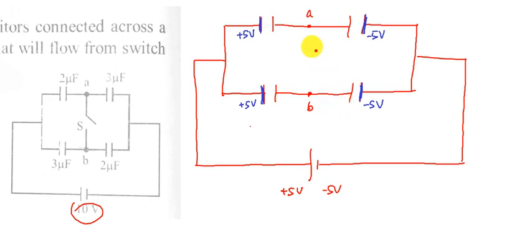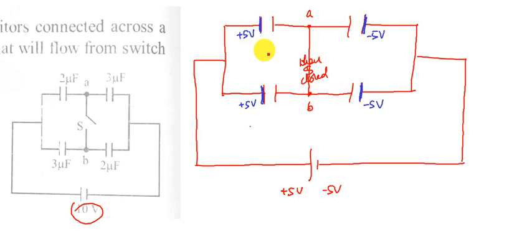To find that, I simply close the switch. So when the switch is closed, it becomes like this. This whole system now appears in a different way. The left two capacitors are in parallel, and the right two capacitors are also in parallel.